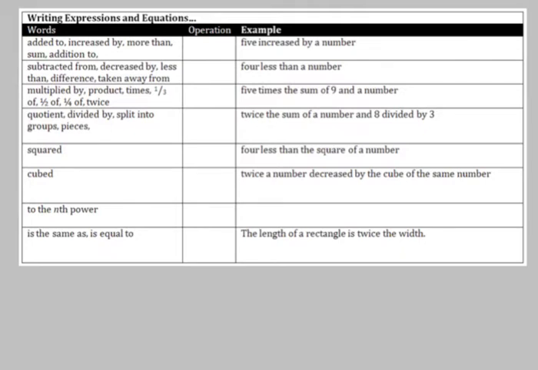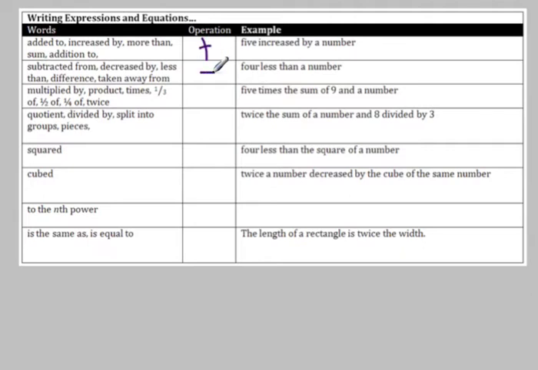The first thing, it talks about added to, increased by, more than, sum, in addition to. Whenever you see those in a word problem, that means you're going to use addition, okay? Then the next one, if it says subtracted from, decreased by, less than, difference, taken away from, that is going to imply subtraction.